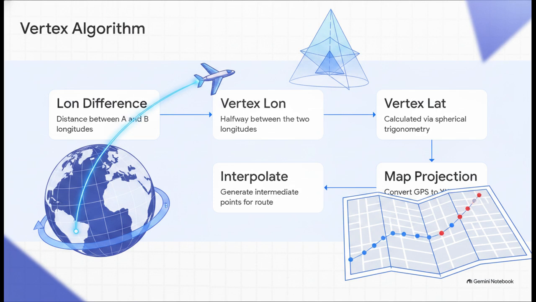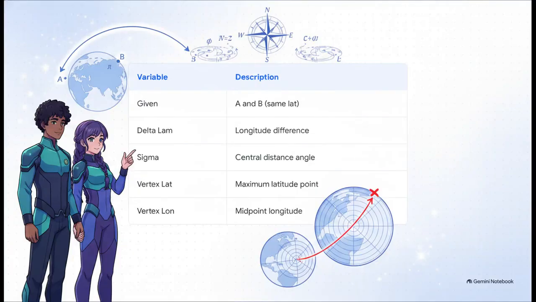Step 3, we use spherical trigonometry to figure out exactly how high up that vertex goes. Next, we take those 3D coordinates and convert them into flat 2D screen pixels. And finally, we interpolate intermediate points along the way so the system draws a nice, smooth line. Now, what's really interesting about this math is you don't need to let the trigonometry intimidate you. The underlying logic is actually pretty beautiful.